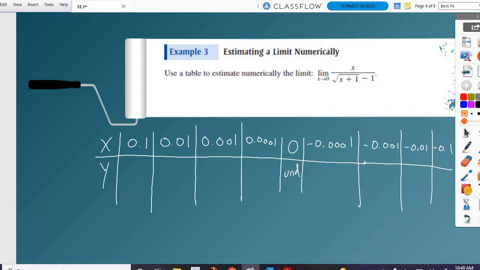So f of x is equal to this stuff, it's not the limit. Just use the table, plugging it into the calculator. X equals 0. Yeah, just plug it in.